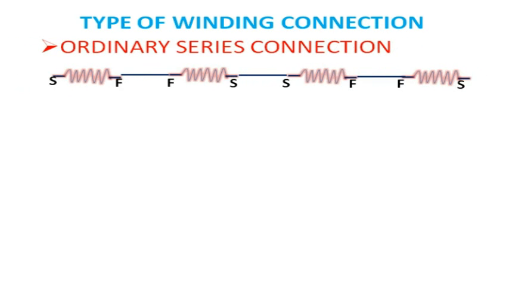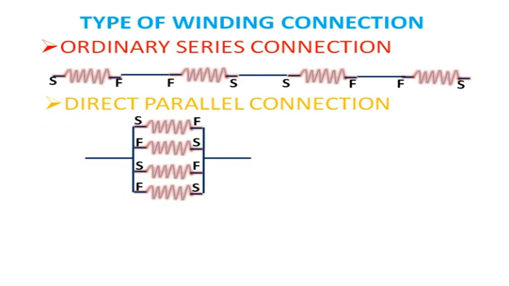Let us see one by one. The types of winding connection are basically three types. One is ordinary series connection. Here the finish of the first coil group will be connected to the finish of the second coil group. Then the starting of the second coil group will be connected to the starting of the third coil group, and so on. So this maintains a series connection and it is basically suitable for low capacity motors.